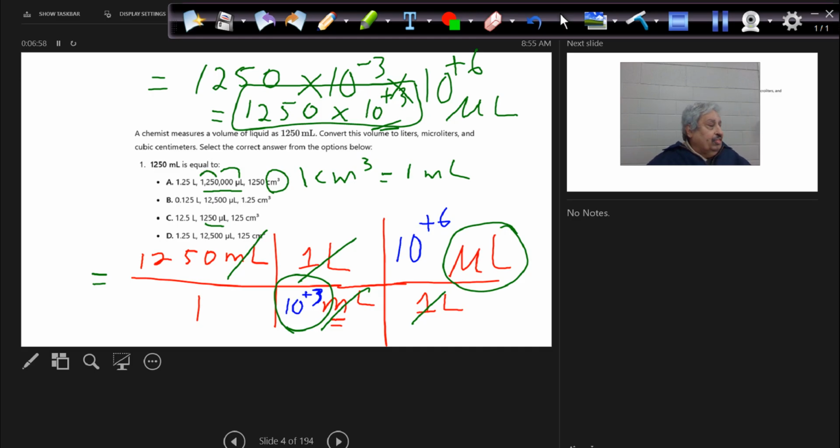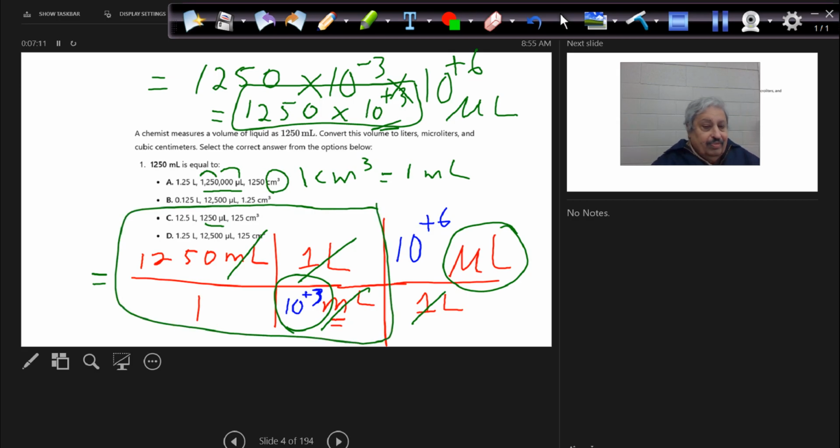And the 3 zeros are 10 plus 3. So A will be the correct one. But let's do it in liters. If we want to convert to liters, I have to stop here. This is for liters. I have to convert to liters. Correct?